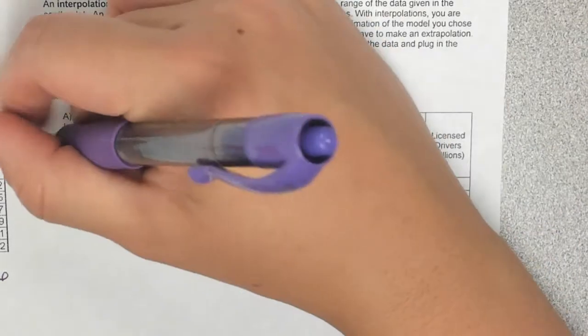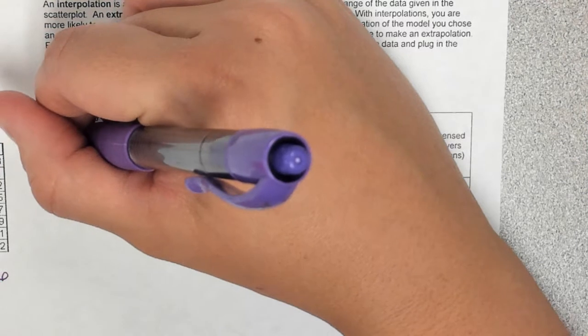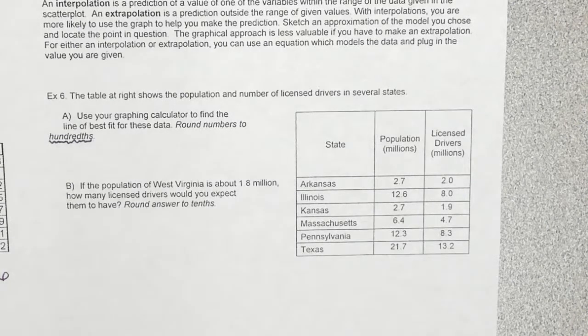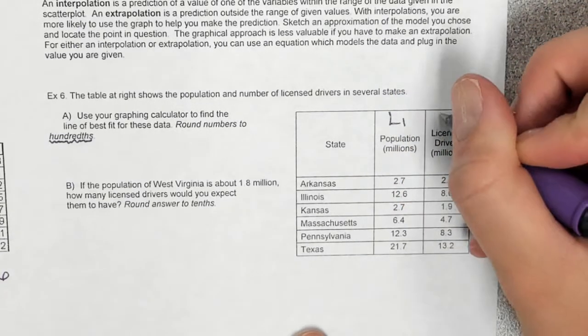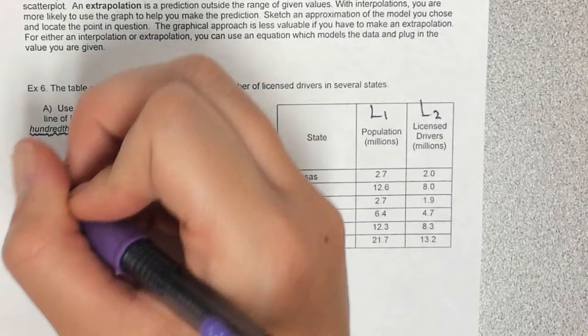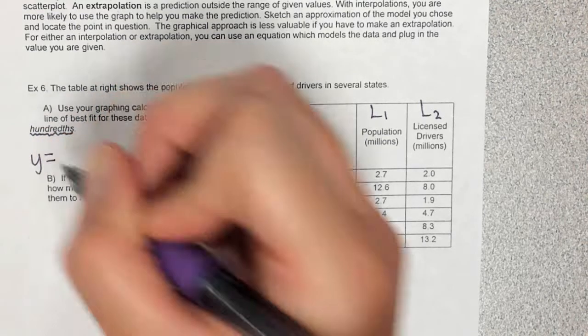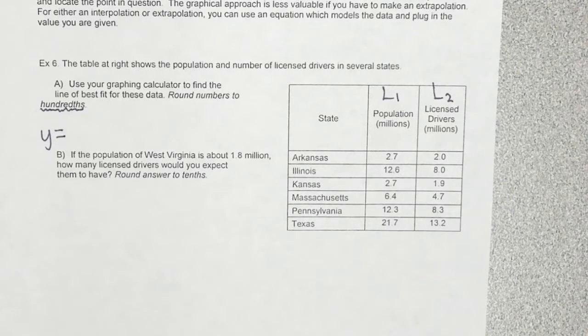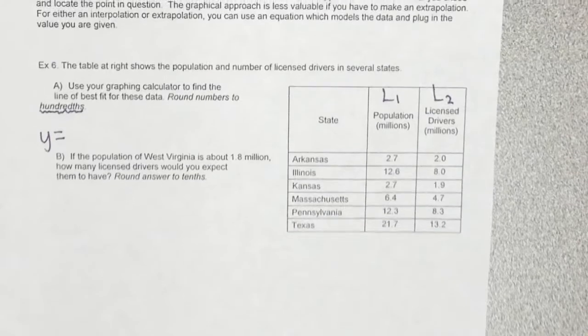Okay? Hundredths, okay? Third grade review. How many decimal places is the hundredths place? The second. Thank you. Yes, so 2 decimal places. Okay? We're going to use population as L1 and licensed drivers as L2. Go ahead and put this in your calculator and write your equation. Okay? You don't need to give me the correlation coefficient, the R. You don't need to give me that. Just get an equation. And remember, you can clear your lists out quite easily. If you don't know how to do that, let me know.